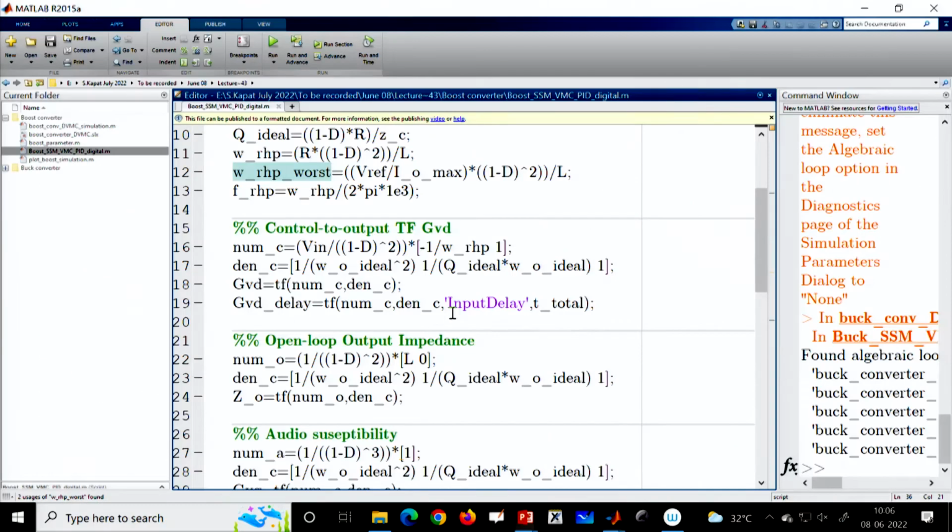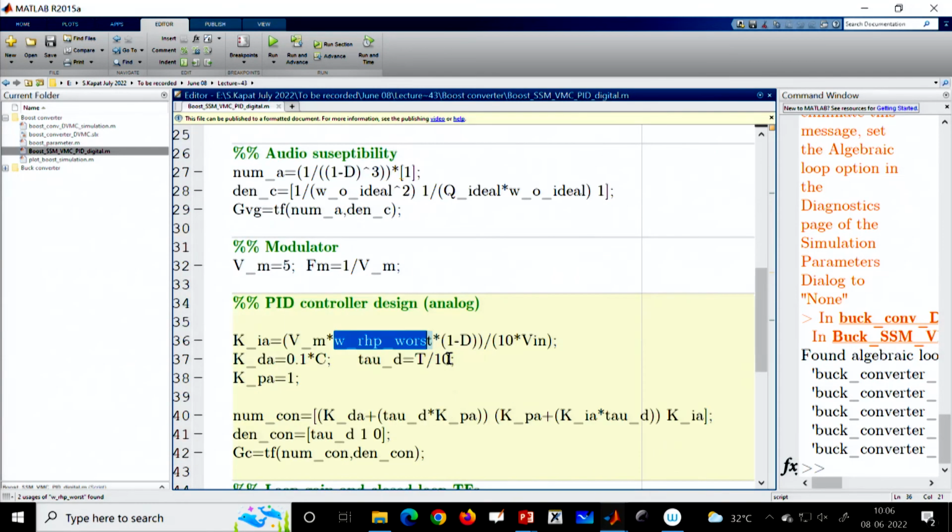Yeah, fine. Now we are designing. In this case Kd we have set to 0.1 times C and tau d. I have set the proportional controller gain, the analog gain, to just 1, a very small gain, and let us check how it looks.